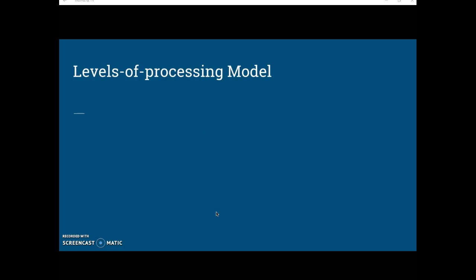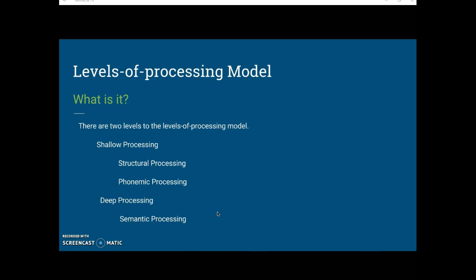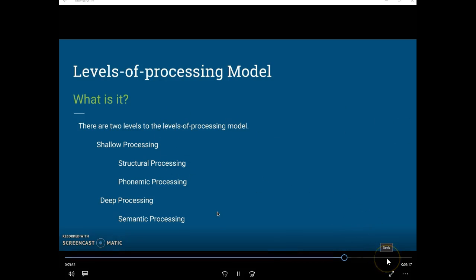Now we move on to the levels of processing model. What is it? There are essentially two levels to the levels of processing model. Shallow processing and deep processing. Shallow processing has two forms, structural and phonemic. Structural processing is encoding physical properties of something, like you notice someone is bigger and fit. And phonemic processing is encoding sound. Shallow processing only involves maintenance rehearsal, which again is repeating something over and over to keep it in short-term memory. Deep processing involves semantic processing, which is when we code something through the meaning of the actual word.